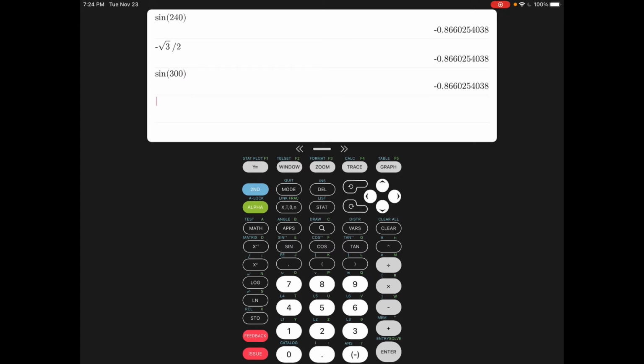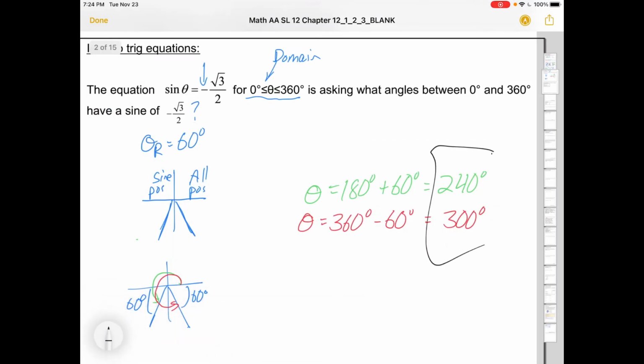So there's some ironclad proof that we have correctly solved this equation. And we found both of the angles that are going to give us this sine of negative root 3 over 2. I'll circle my answers and move on to the next question.